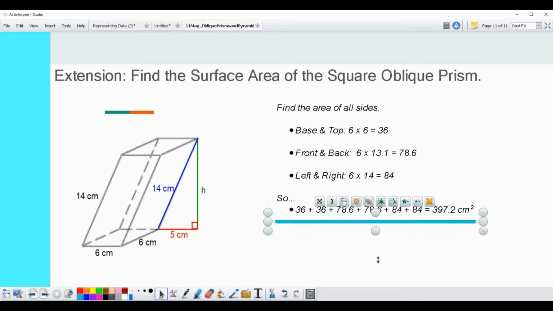And then what we do here is we add all those up, and we get 36 plus 36, 78.6 plus 78.6, 84 plus 84, and that's going to give us a grand total of 397.2 square centimeters. Now this one is actually square. That is not a typo on this one because we're talking about surface area, and surface area means if we were going to cover this with paint, or we were going to cover it with paper, that's going to be square units. So our centimeters are going to be centimeters squared.